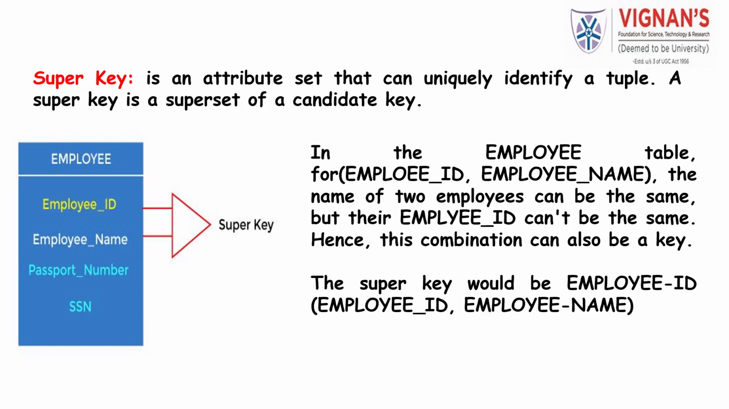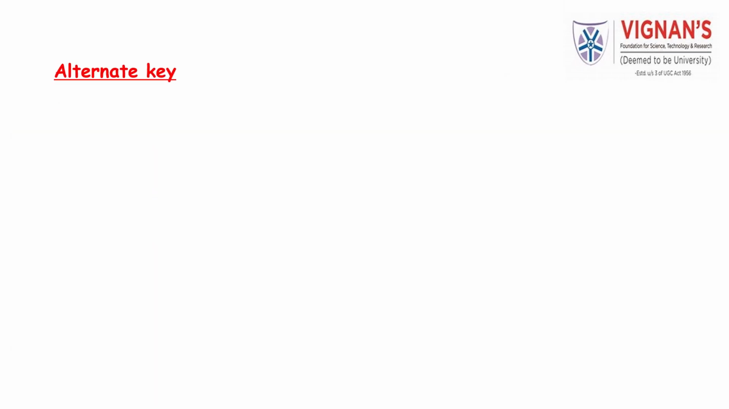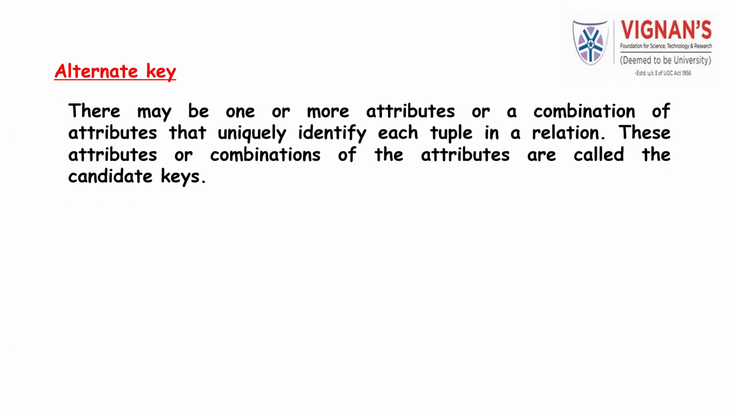This brings us to an important concept. A candidate key is a minimal superkey, meaning it has no unnecessary attributes. So, employee_ID: candidate key, minimal and unique. Employee_ID, employee_name: superkey, but not minimal. An alternate key is a candidate key that is not chosen as the primary key.